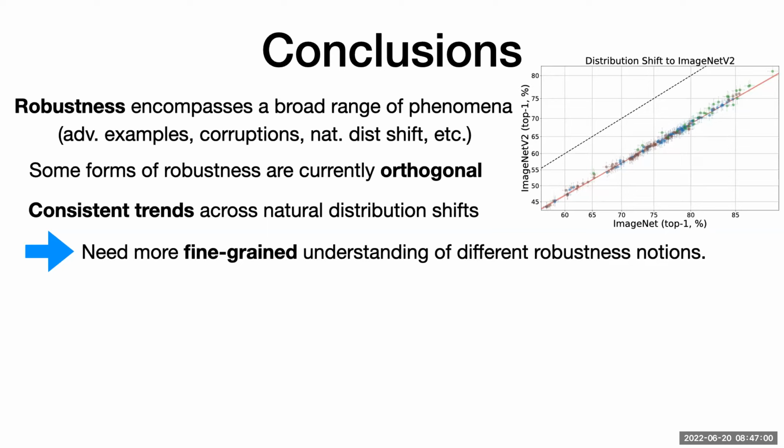I think overall what we need there is a more fine-grained understanding of the different robustness notions. But if you tell me, okay, in my application, I have this robustness problem, then I can tell you, okay, you should do these interventions or pre-train on the data, and you will get the best robust model that we currently have.